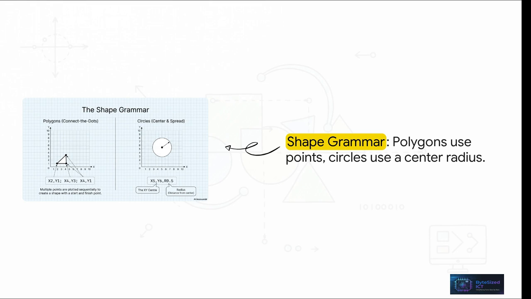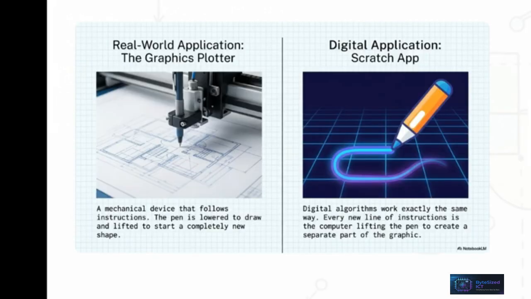But for a circle, the grammar completely shifts. We don't plot the outer edge at all. We just give the computer a center coordinate, say x5, y6, and tell it to spread out by a radius of 0.5. It's wildly efficient. You're storing an entire perfect shape with just a center point and a distance. What's really cool is how this logic effortlessly bridges the physical and digital worlds. Whether you're dealing with an old-school mechanical graphics plotter dropping a physical pen onto a sheet of paper, or you're just dragging and dropping color-coded blocks in a beginner coding app like Scratch, it doesn't matter. The core underlying algorithm, it's exactly the same.